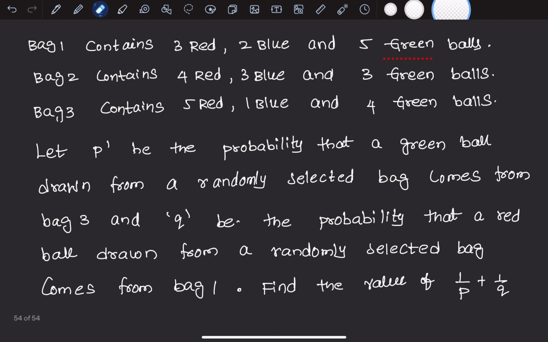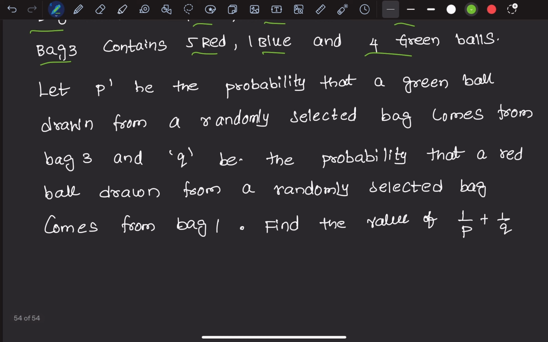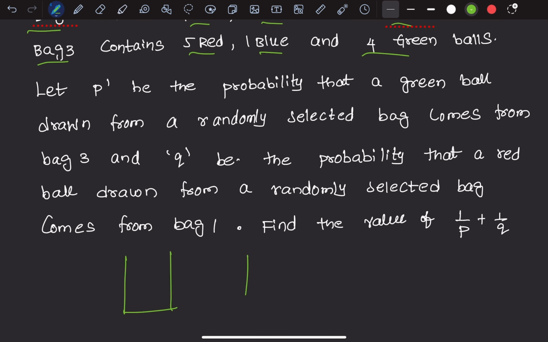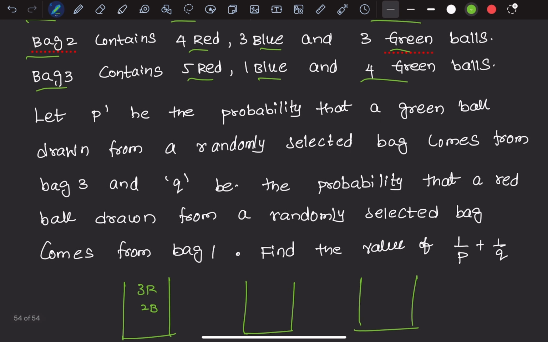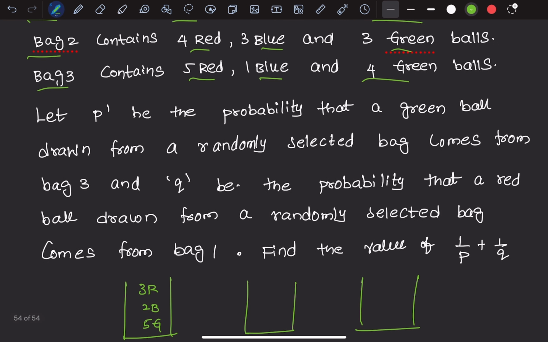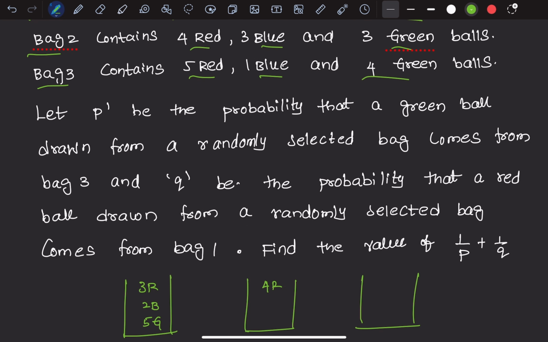Okay, let us proceed to the next question. Here this question is from the topic probability. So you have 3 bags and each bag has some red balls, some blue balls and some green balls. Alright, so let us make a figure first. So you have bag 1, bag 2 and bag 3. First bag has 3 red, 2 blue and 5 green balls, and second bag has 4 red, 3 blue and 3 green balls, and the third bag has 5 red, 1 blue and 4 green balls.